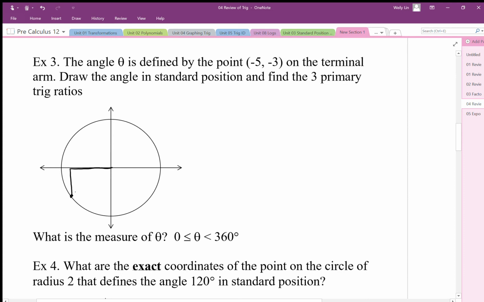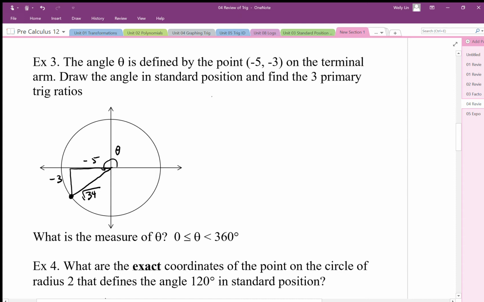Okay, so drawing that triangle in. I have -5 here, -3. Using Pythagoras, I get square root 34 for that length. And again, the angle in standard position in this coordinate locates that same point. So there's theta. That angle in standard position is drawn in there like that.